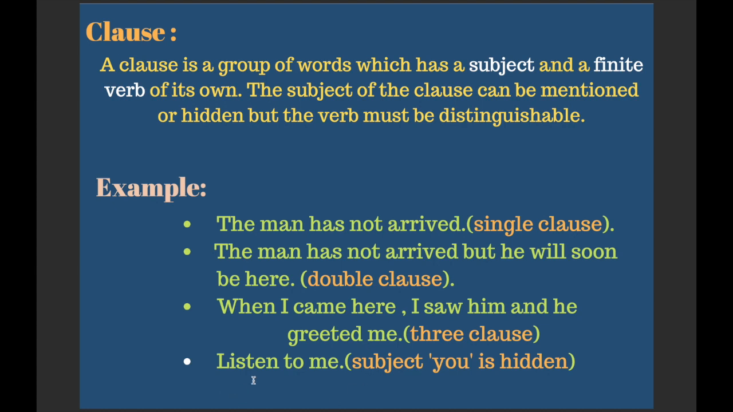And the fourth sentence, see, it is an example of imperative sentence. Listen to me. It is also a single clause because here the subject you is hidden. Subject you is hidden, as it is an imperative sentence. As I told you earlier, that in imperative sentences we need not mention the subject. It is understood.